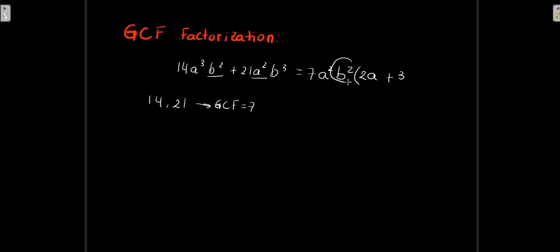And finally, what can we multiply by b squared so that we get b cubed? We can multiply by b, right? So this is the factored form of this expression, 7a squared b squared times 2a plus 3b. And if we distribute, we can see that we're going to come back to the original expression. 7 times 2 is 14, a squared times a is a cubed, and the b squared. Plus 7 times 3 is 21, a squared, and b squared times b is b cubed. And there we are, exactly the same expression that we had at the beginning.